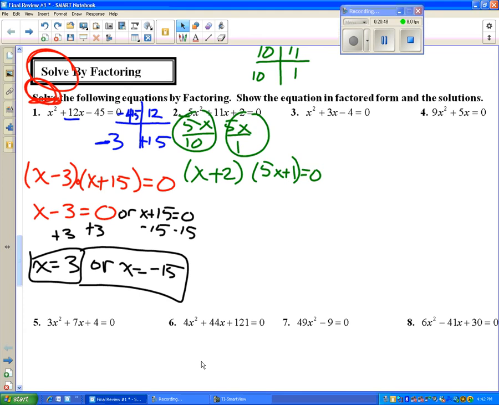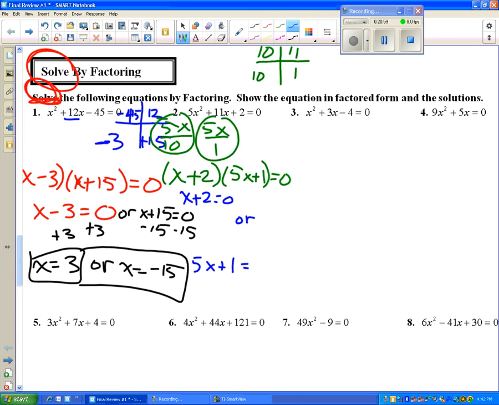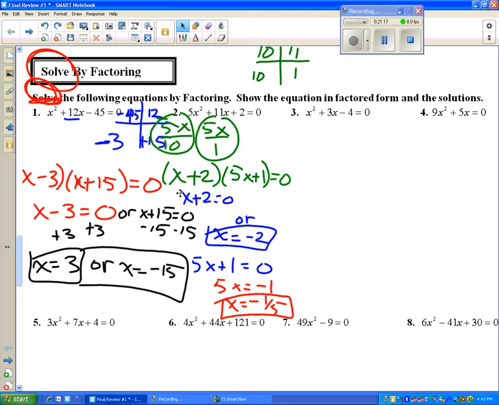Excuse me, 1 second. So I again have to do x plus 2 is equal to 0, or 5x plus 1 is equal to 0. I subtract 2, I get x is equal to negative 2. I subtract 1, I get 5x is equal to negative 1. I divide by 5, x is equal to negative 1/5. These are my two answers. Now remember, this is a multiple choice test, so you need to look for both of those answers, not just one. Let's go to number 3.